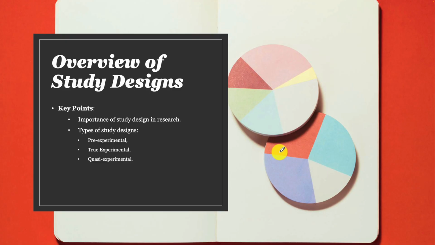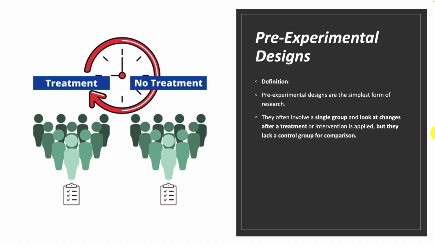If we go back here, I told you that pre-experimental design is our first type of experimental design. What is this? Pre-experimental designs are the simplest form of research. They often only involve a single group, and they look at changes after a treatment is applied. But one of the biggest things that hurts this type of research is there is never a control group. So we don't have a group to compare it to.